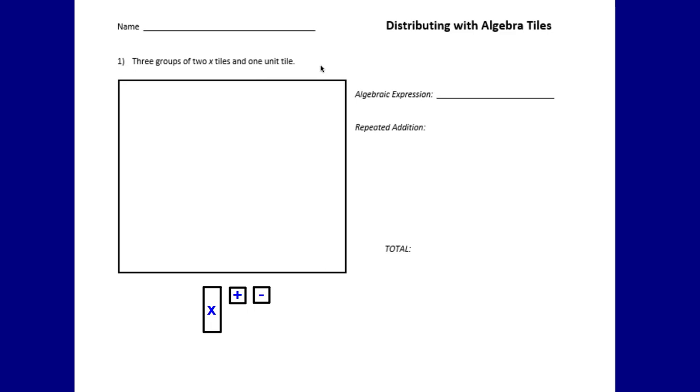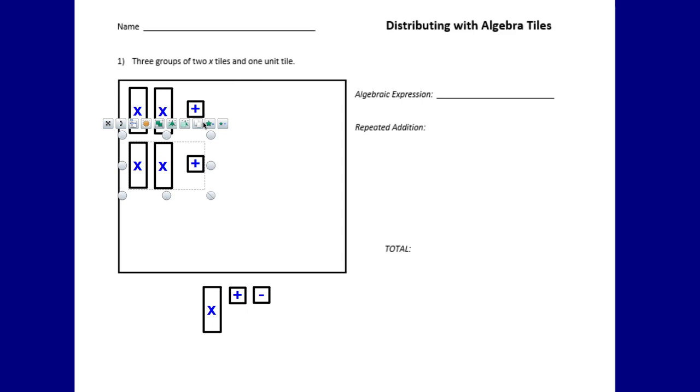3 groups of 2 X tiles and 1 unit tile. So in the group you have 2 X tiles, so you're going to need to make a group and put 2 X tiles in there, and 1 unit tile. It does not say 1 negative unit tile, so it is a positive. So this is one group. And it says we need 3 groups, so you're going to duplicate that group 2 more times so that you have a total of 3 groups. And here we go. 3 groups, each group has 2 X tiles, each group has 1 unit tile.